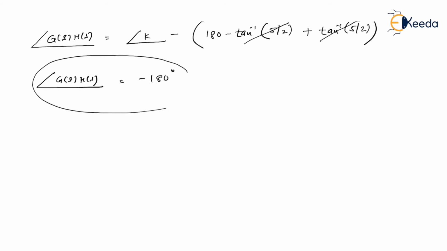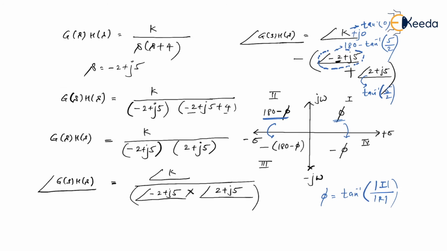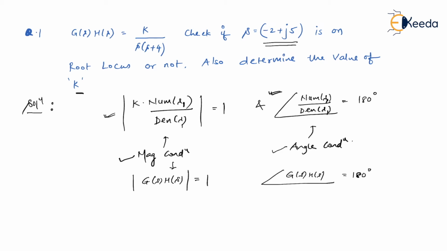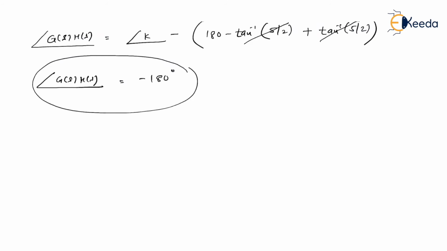But if you actually see the condition, that is nothing but the angle condition. The angle condition is that the angle of G(s)H(s) is equal to 180 degree. But right now we don't have 180 degree, it is minus 180 degree. But let me tell you, graphically 180 degree and minus 180 degree can be considered as the same axis. I repeat, mathematically 180 degree or minus 180 degree can be considered as the same axis. So even though it is not positive 180 degree, it doesn't matter. Still in this case, I can say that the angle condition is satisfied.